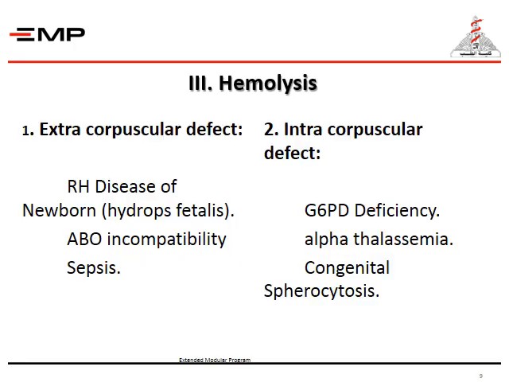The third common cause of anemia in neonates is due to hemolysis. The hemolysis might be due to a cause outside the RBCs, which we call extracorpuscular defect, or a cause within the RBCs itself, and we call it intracorpuscular defect. Examples of extracorpuscular defect are Rh disease of the newborn, hydrops fetalis. This will be discussed in depth with neonatal jaundice. And ABO incompatibility.